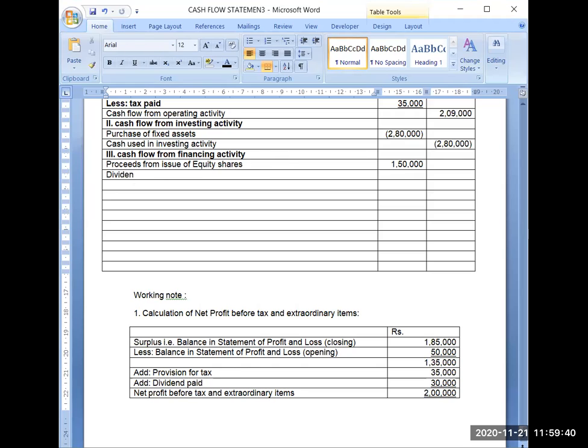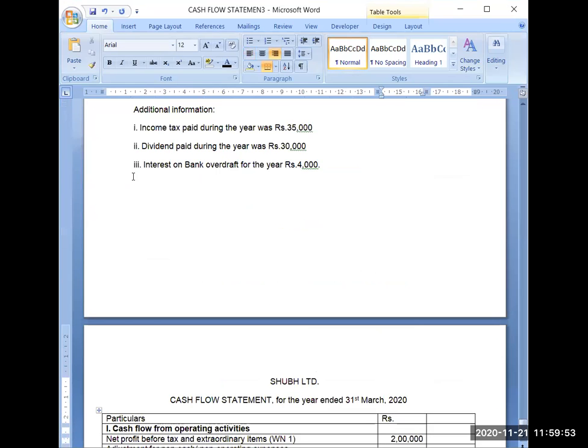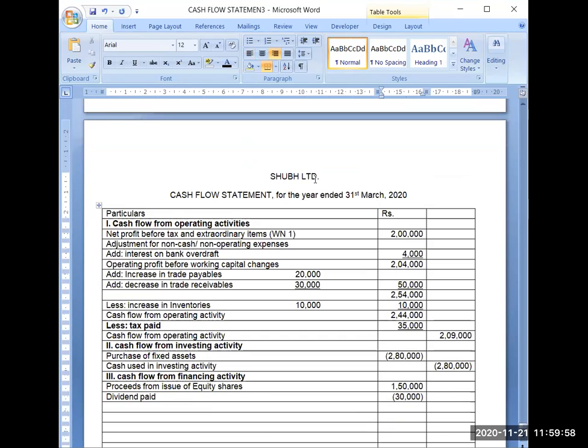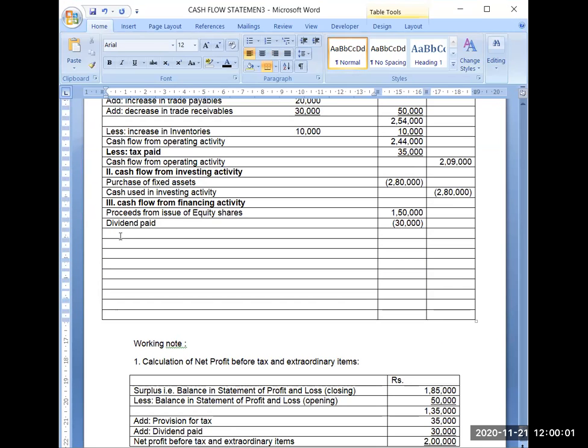So now dividend paid will be an outflow. Dividend paid, and we have paid 30,000, so we will write it in brackets because it is an outflow. Then interest is also paid, rupees 4,000. That will also be an outflow of financing activity. Interest paid on bank overdraft, 4,000.